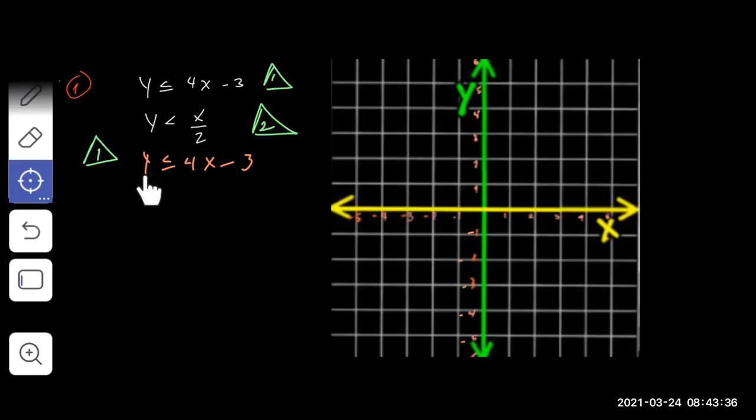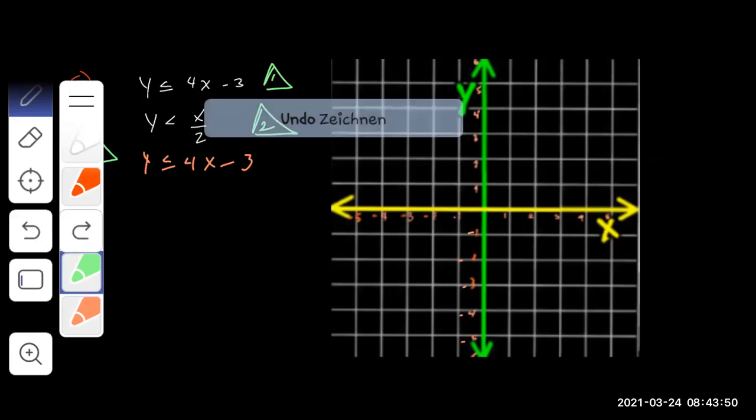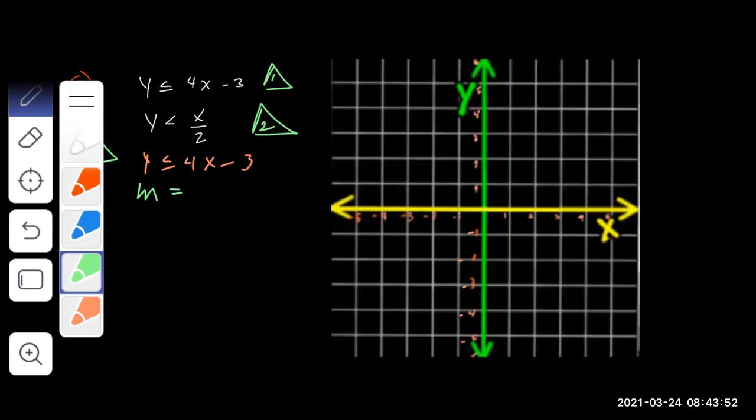Is y alone here? Is this solved for y? I get to see that y is completely alone. Then, piece of cake. If y is alone, just copy some information. What is that information? Okay, it's the slope and the y-intercept.